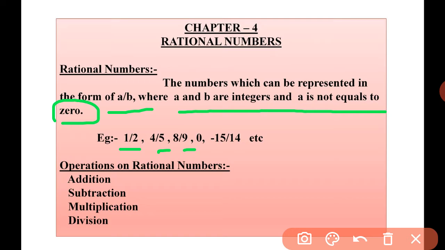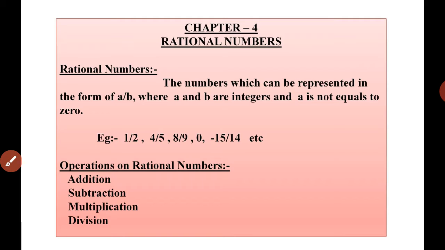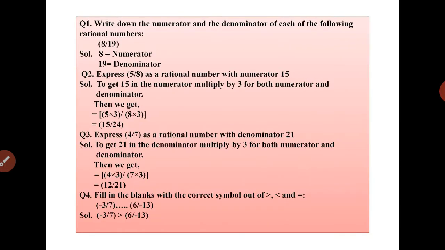Or 0. 0 is also a rational number because we can write 0 as 0 upon 1. And minus 15 upon 14, etc. So all these are rational numbers. Operations on rational numbers mean that rational numbers can be added, subtracted, multiplied or divided also. So after this, see some questions related to rational numbers.